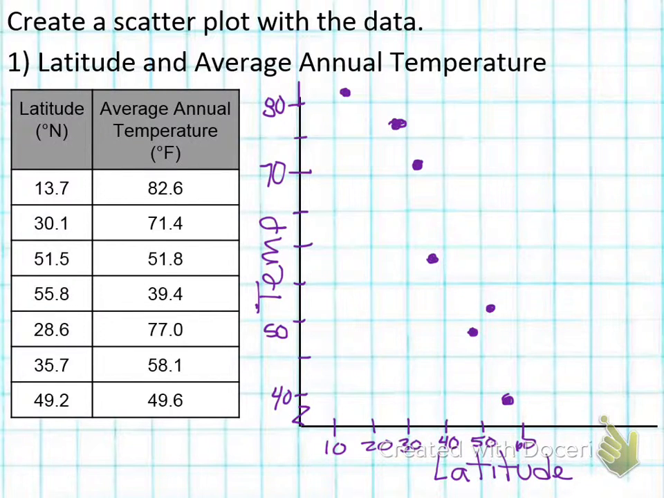Okay, so I just plotted these 7 points. Can anyone tell me anything based on this? Is there something I can kind of conclude now that I've created this scatter plot for my data?